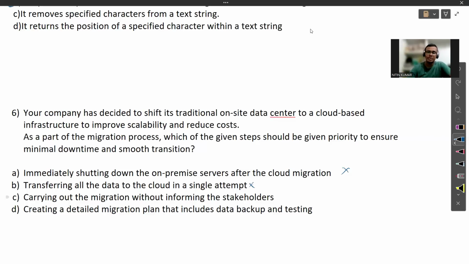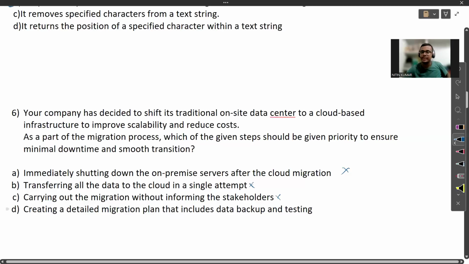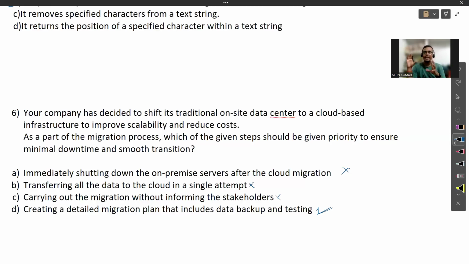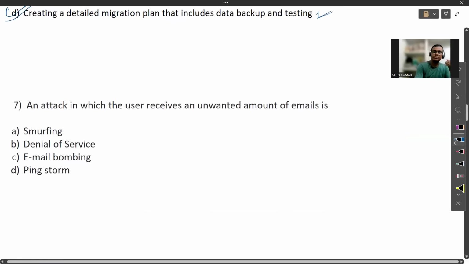Carrying out migration without informing stakeholders is not considered a beneficial idea. But the fourth idea, creating a detailed migration plan and including data backup and testing, is the correct plan. You will create a detailed backup plan and a detailed migration plan of how you will do everything, so that you ensure a smooth transition and minimal downtime. This is the option you should pick, and that is the correct answer. Now let's move to the next problem.